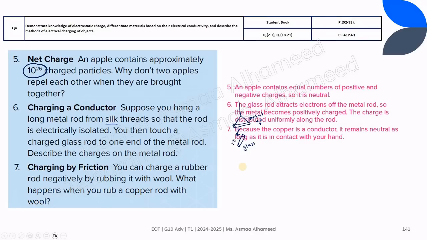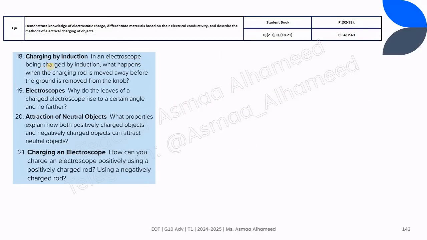Here are the answers. In an electroscope being charged by induction, what happens when the charging rod is moved away before the ground is removed from the knob? So when you take the rod away first, you are allowing the ground to take all the remaining charge. The rod stays because it keeps some of the charge hanging at the top of the electroscope. Now there is nothing holding this charge at the top. It will go to the ground.